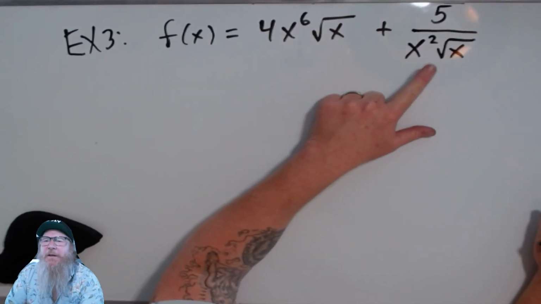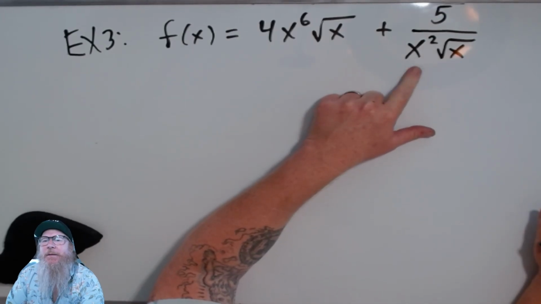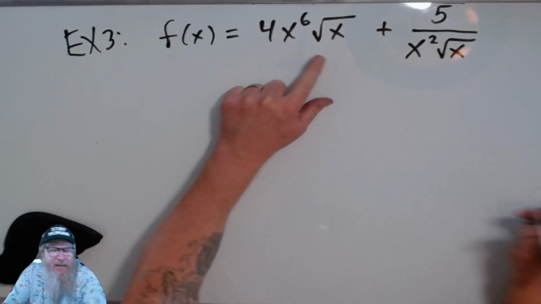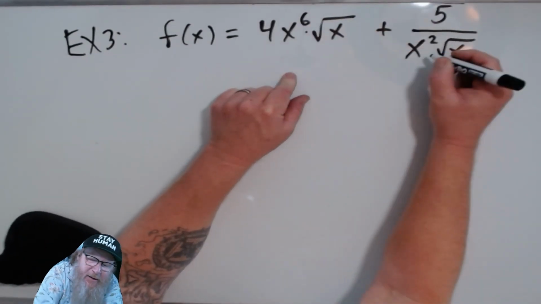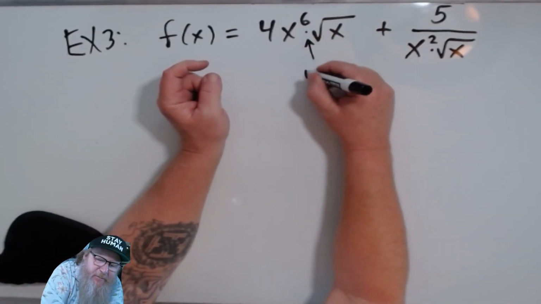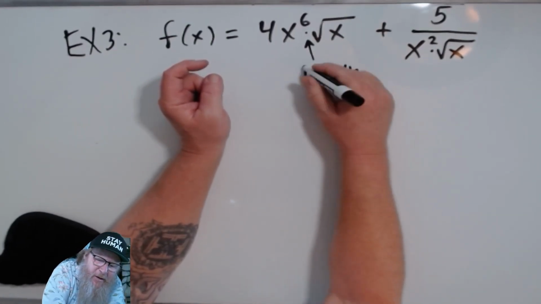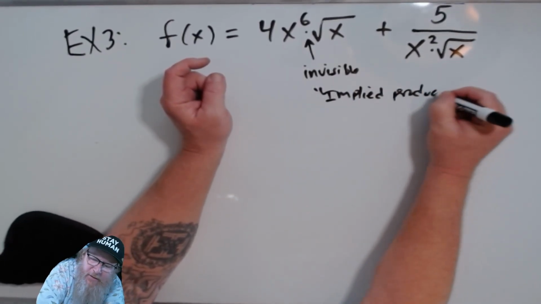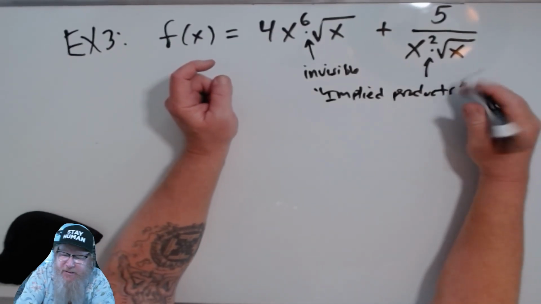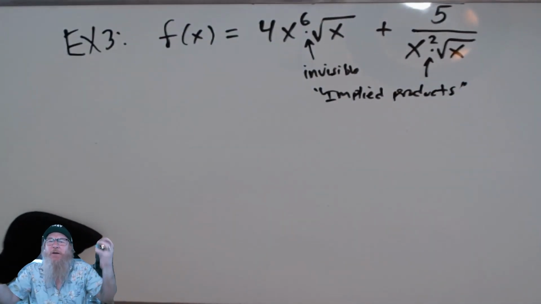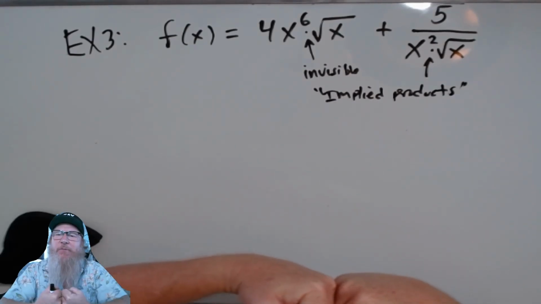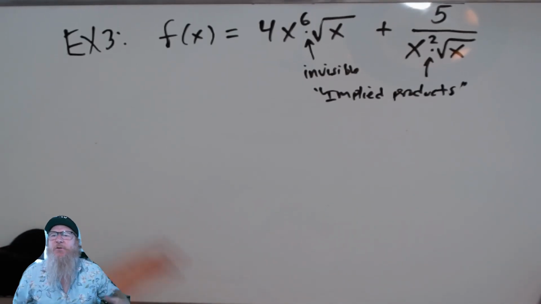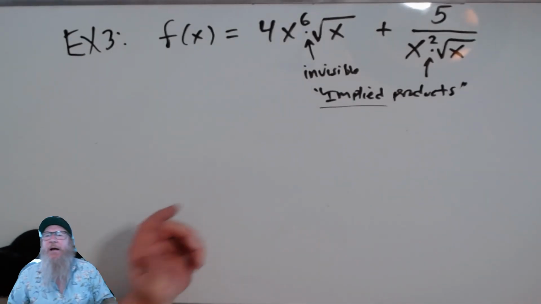So this one only has one denominator. All right, one denominator. But it does have a product, right? We have x to the 6th, and there's an invisible times right here and here too. These are invisible. We call these implied products. So whenever you see two functions written right next to each other, or two operations written right next to each other, or two objects of any mathematical nature, we assume that it's implied that they're being multiplied, right?